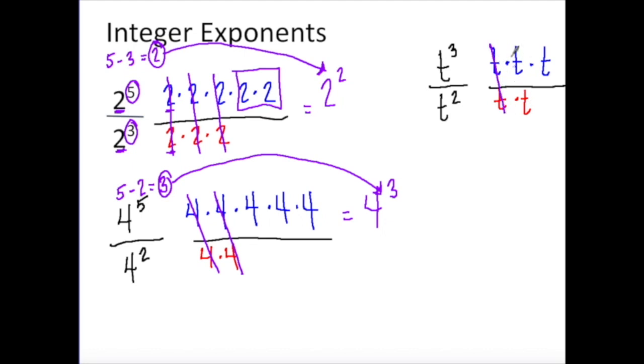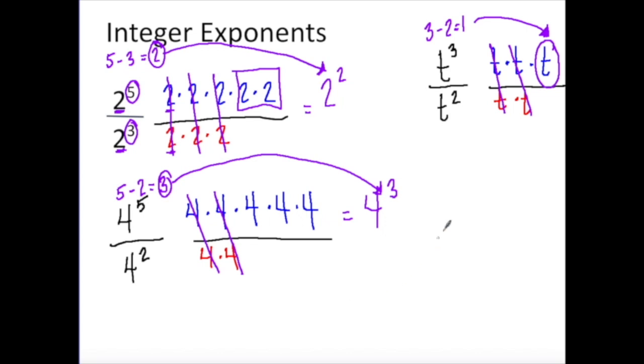Another t divided by t is 1. So all we are left with is t to the 1st power, or t. So if I use this strategy that we've developed over here, I can say that 3 minus 2 equals 1. And we had 1 t left over here. How about one more of these?